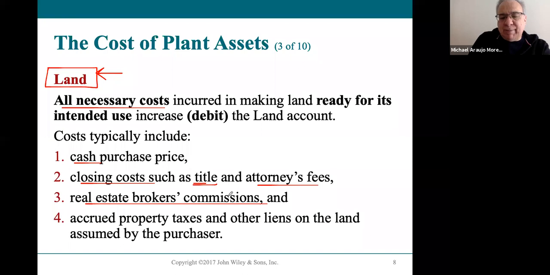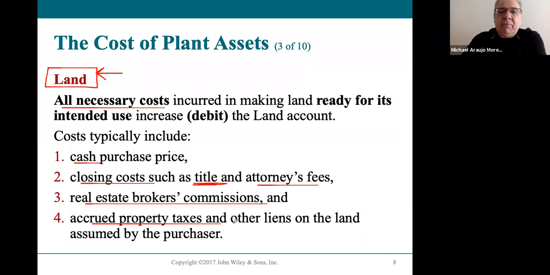Sometimes you might be purchasing a piece of land where, in order to actually get the title, to claim ownership, you might take responsibility for back taxes on the land, or other liens, legal obligations of the previous owner that you assume you're going to pay off. So any accrued property taxes that you pay, any other back liens on that land that you pay, become part of the cost of the land.